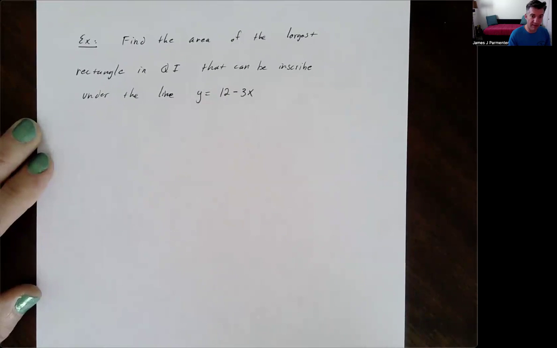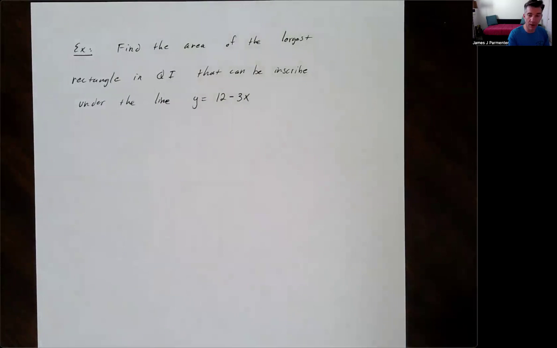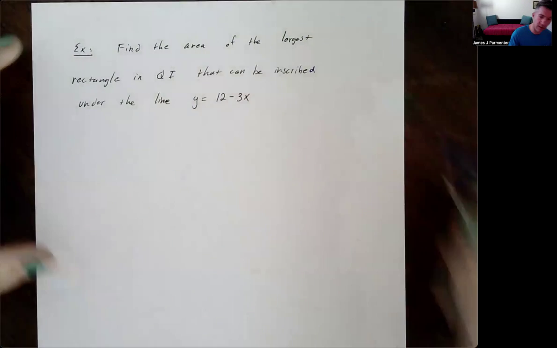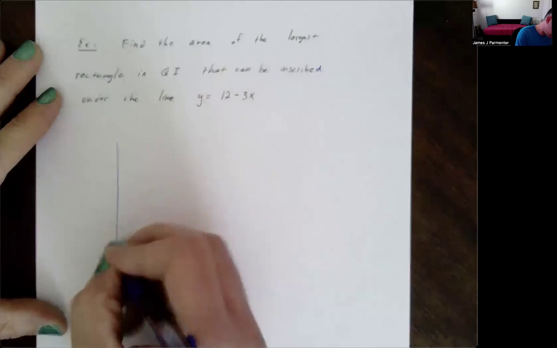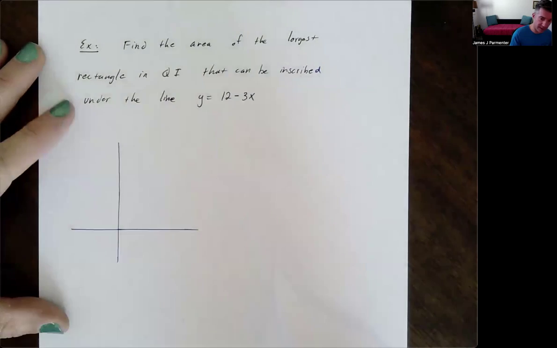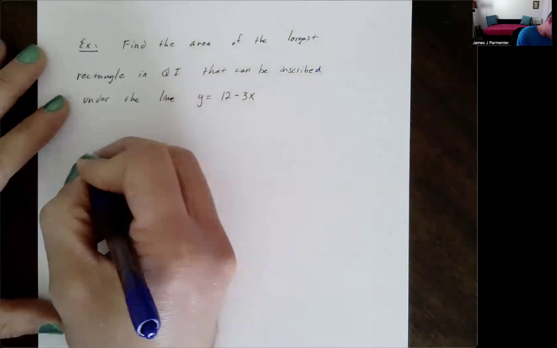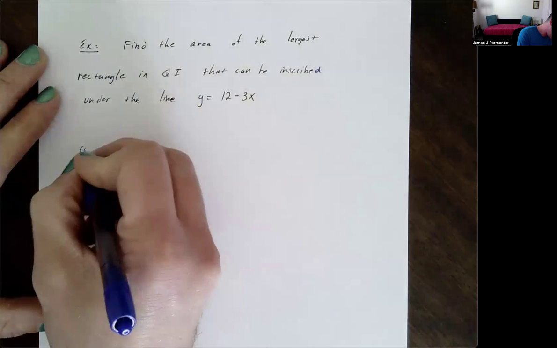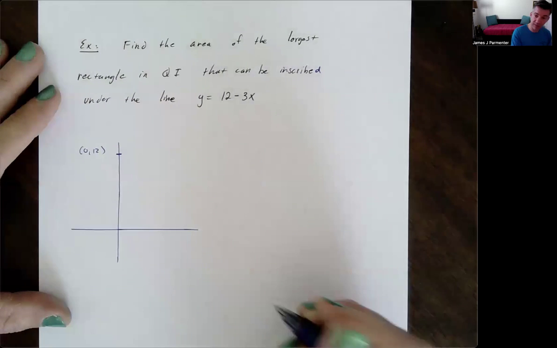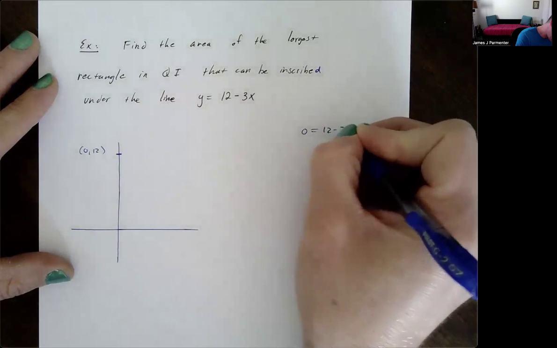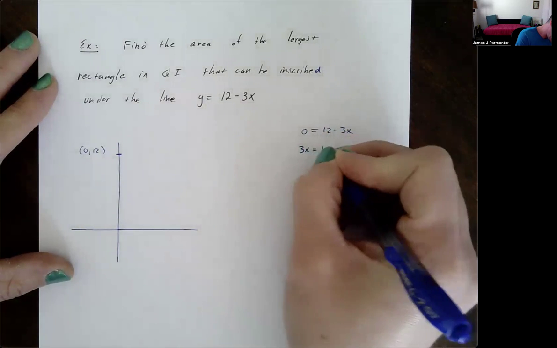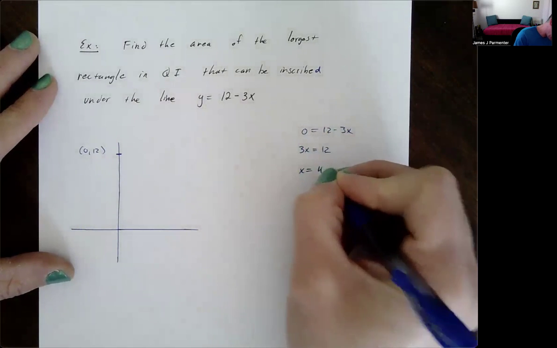So this one is find the area of the largest rectangle in Q1, quadrant 1, that can be inscribed under the line y equals 12 minus 3x. So let's draw the line. Y equals 12 minus 3x has a y-intercept of 12, right? If you set x equal to 0, you get y equal to 12. It has an x-intercept of 4, because if you set y equal to 0, you end up getting 3x equal to 12. You get x equal to 12 divided by 3, which is 4.